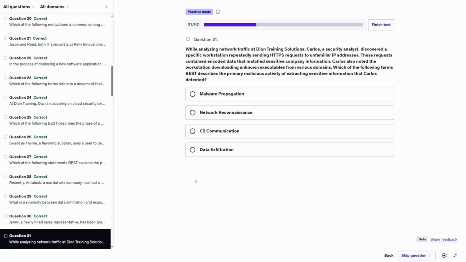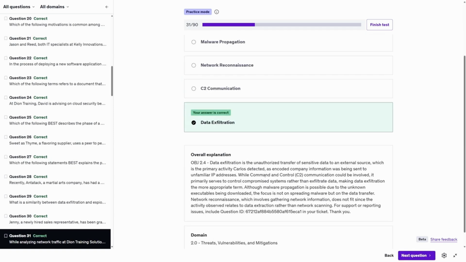And we just had a similar answer here. The correct answer is data exfiltration. Data exfiltration is the unauthorized transfer of sensitive data to an external source, which is the primary activity Carlos detected, as encoded company information is being sent to unfamiliar IP addresses. I'll leave up the incorrect answers here for a few extra seconds.